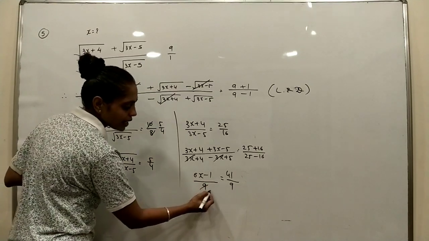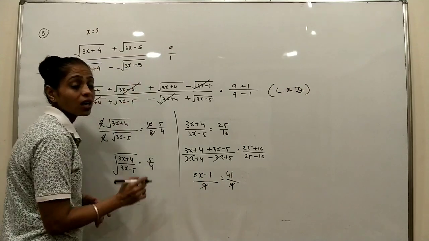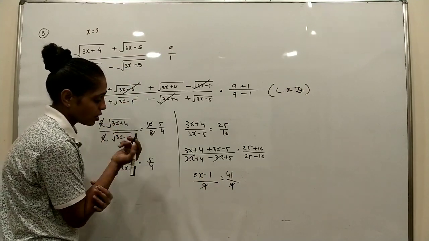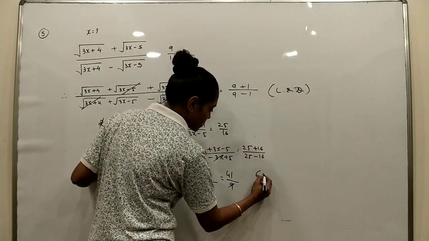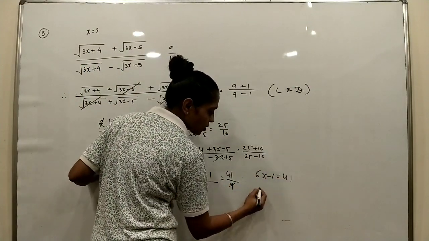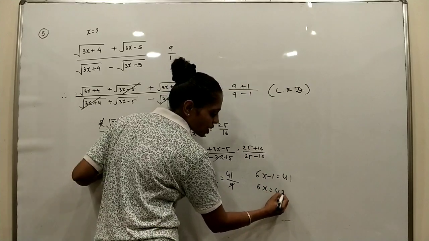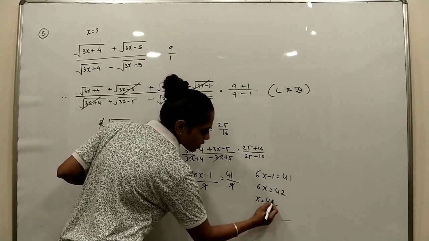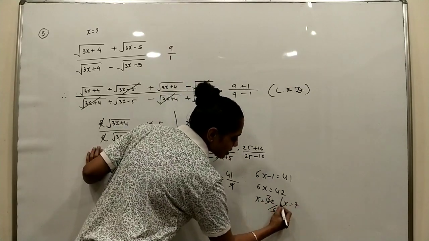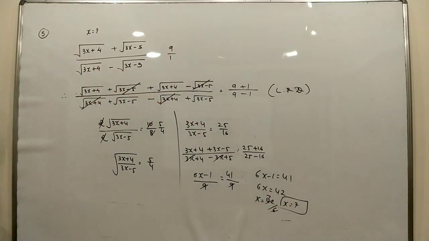This 9 and 9 cancel if we bring 9 to the other side. So 6x minus 1 is 41. So 6x is 42. So x is 42 by 6. So x is 7. X is 7. Okay.